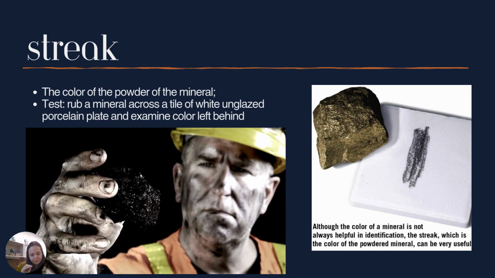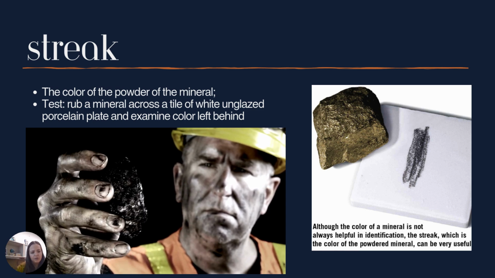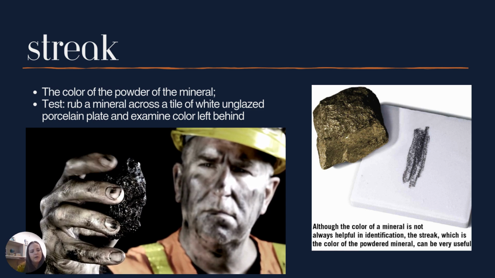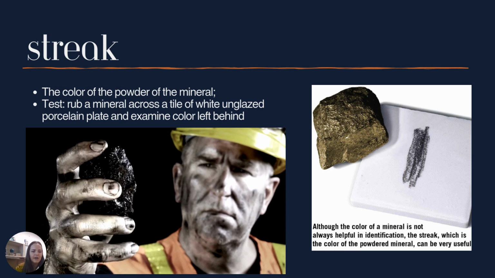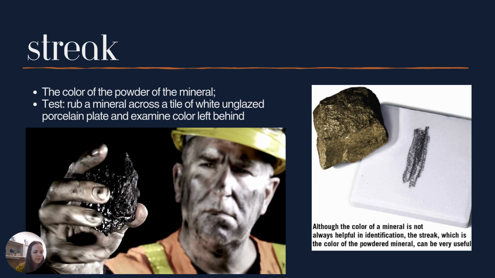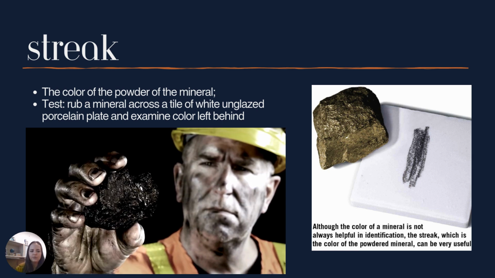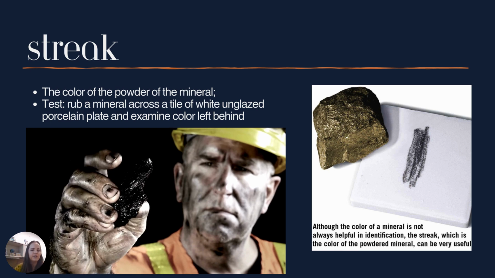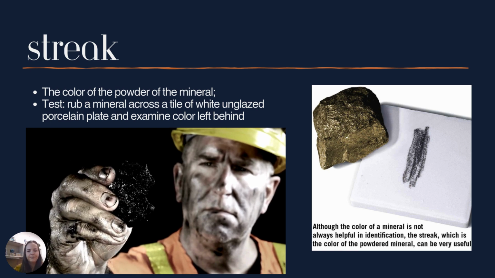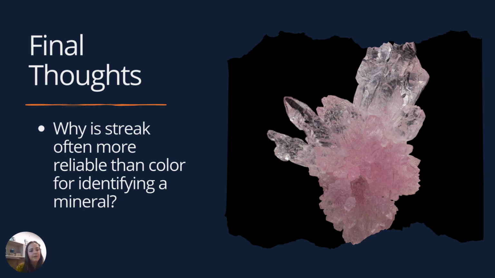Each mineral will have its own unique streak color, and the ones that are clear or glassy, a lot of those are going to be white to colorless, so we're not necessarily going to see those. We're going to emphasize the metallics, where we can actually see the color on the porcelain plate. All right, some final thoughts I want you to write down in your notes. Why is streak often more reliable than color for identifying a mineral?